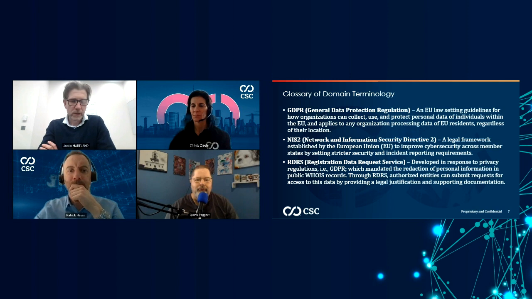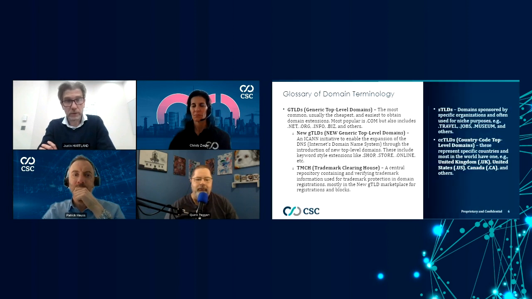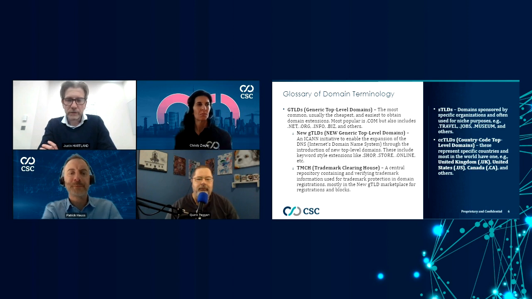Thanks, Quinn. So I'll sort of go on from that into another area that we think people need to get prepared for, which is the launch or the second round of new gTLDs. So we've got some examples here: .travel, .jobs, .store, .online. But there's sort of two flavors, I guess, that will be available to apply for in April of next year.